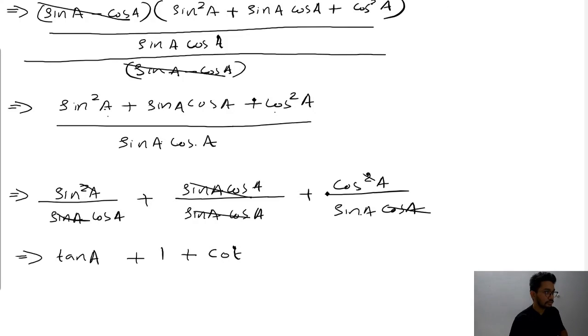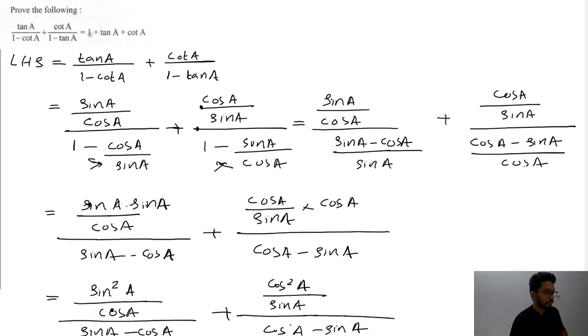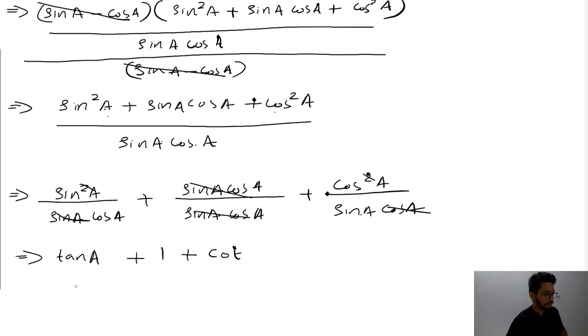Let's check what we needed to prove: 1 plus tan A plus cot A. We got it. We just need to rearrange these terms as 1 plus tan A plus cot A, which is equal to RHS. Hence proved.